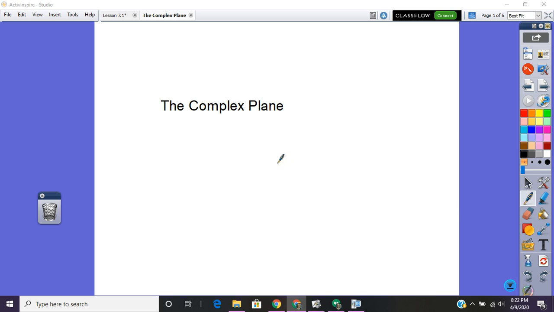All right, I'm going to introduce you to the complex plane. This is still between polar and rectangular coordinates, but now we're going to deal with imaginary numbers or complex numbers, which you may be thinking, oh, I thought we were done with that in college algebra. Not so much.